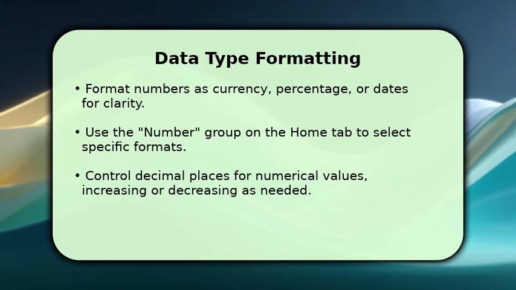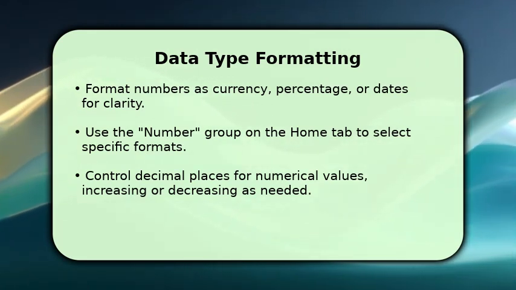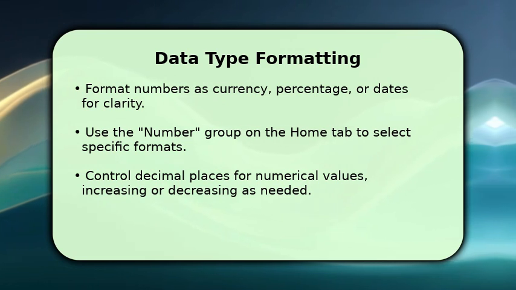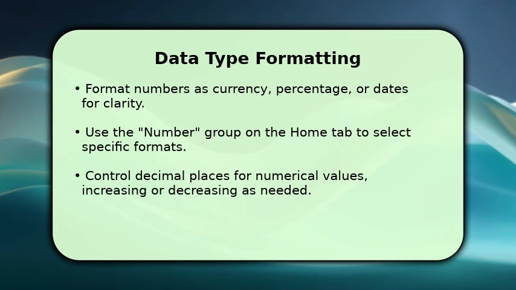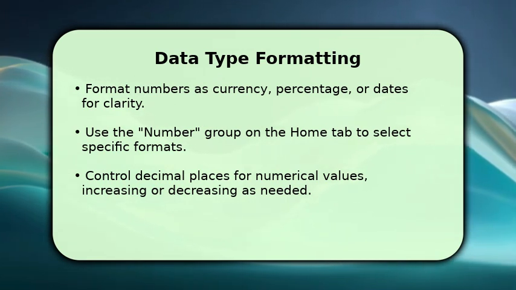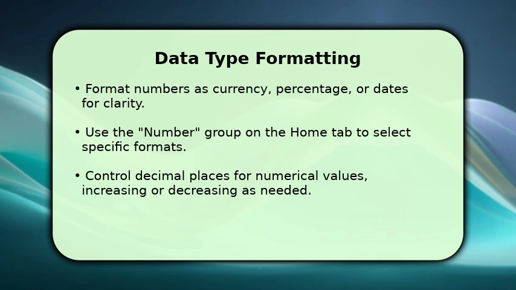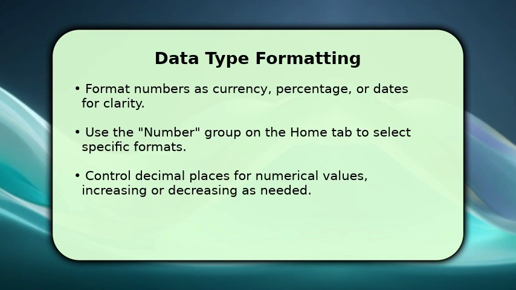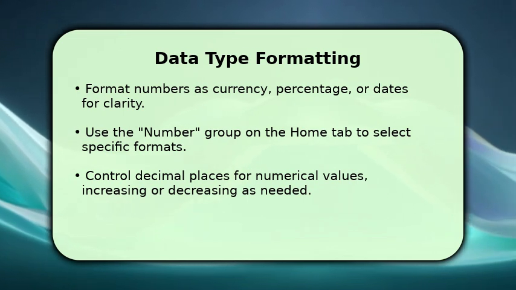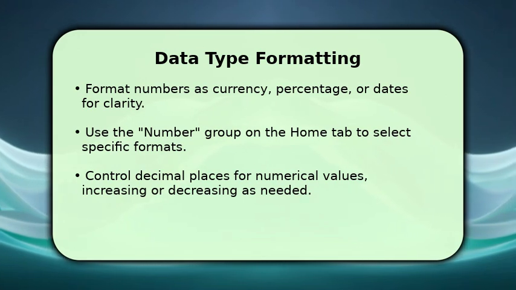Now, let's focus on formatting different data types. Excel allows you to display numbers as currency, percentages, or dates, making your data instantly understandable. Access these options in the Number group on the Home tab. You can also precisely control the number of decimal places for any numerical value. For unique needs, explore custom formatting to tailor how your specific data appears, ensuring maximum clarity and precision.